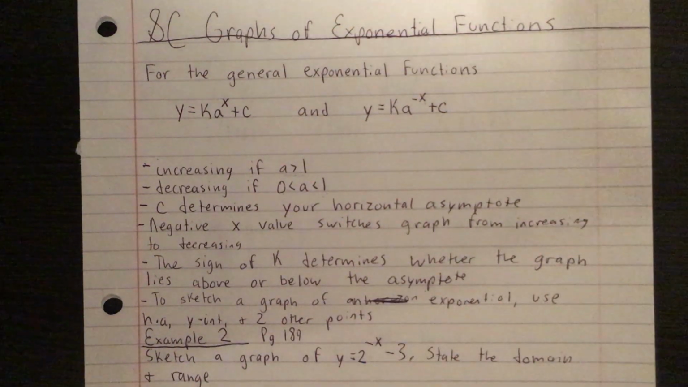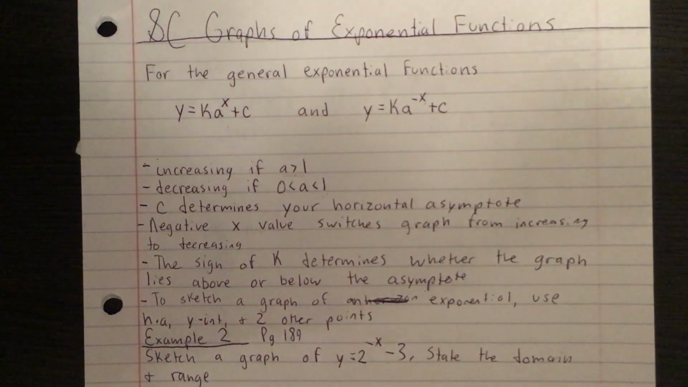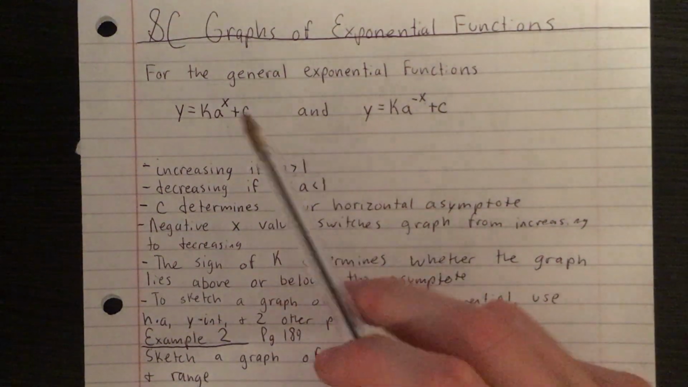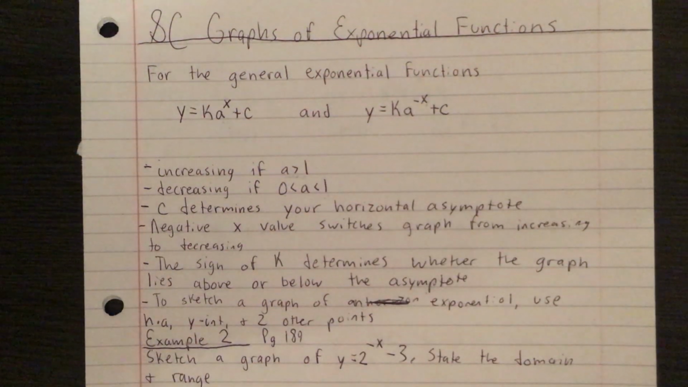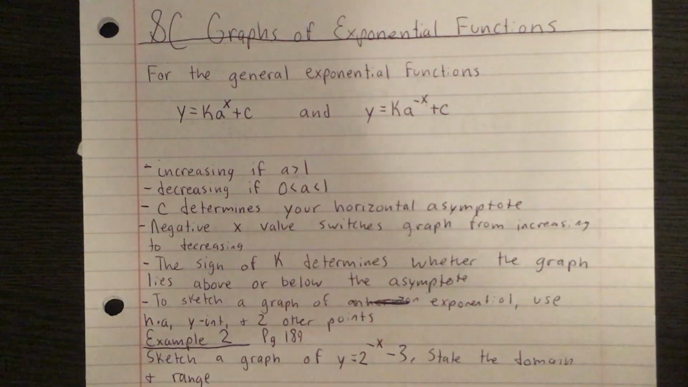C causes a vertical shift up or down, and so C is always going to be your horizontal asymptote. When you're looking at the x values, if you've got a negative x value, it's going to change the graph from increasing to decreasing. And then the sign of k is basically going to determine whether your graph is going to open upward or below the asymptote.